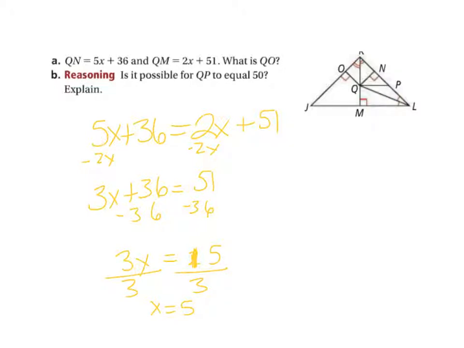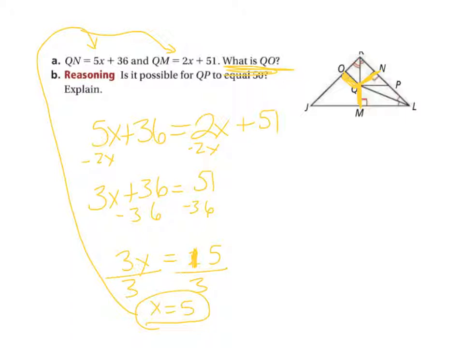Now the question though, got that, but the question is, what is QO? QO is this one. Well, QO should be the same as QN and should be the same as QM. I just need to take my 5 and plug it in for one of those. I should get the same thing regardless of which one I plug it in for. I'm going to plug it in over there on the right.